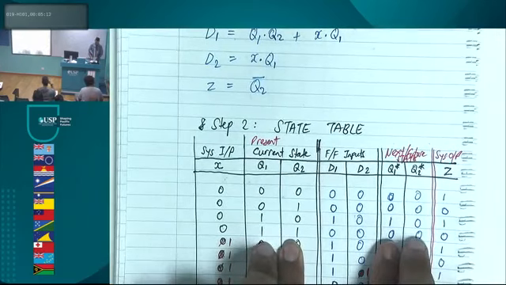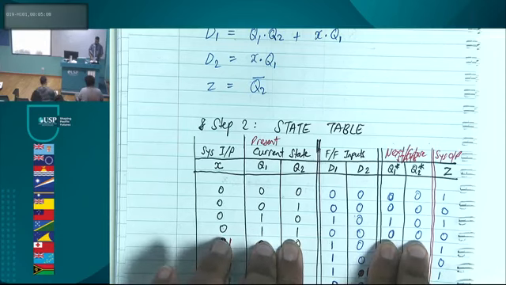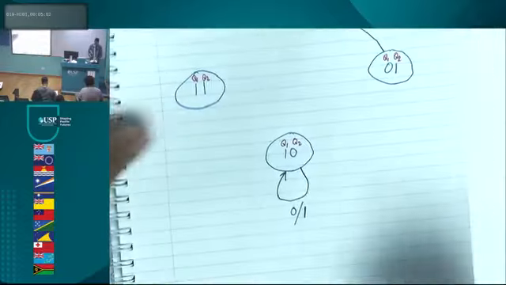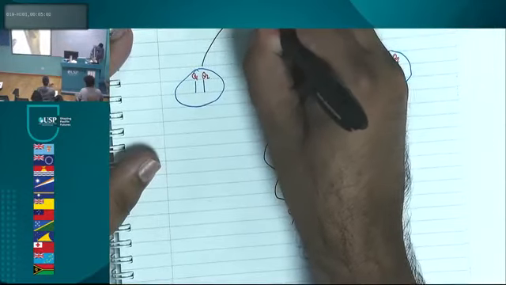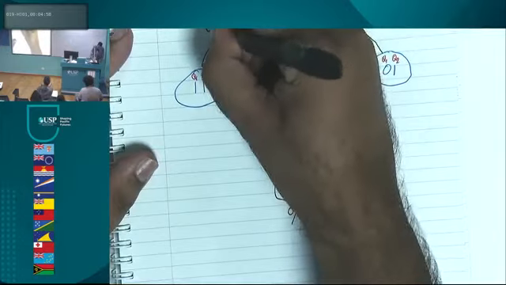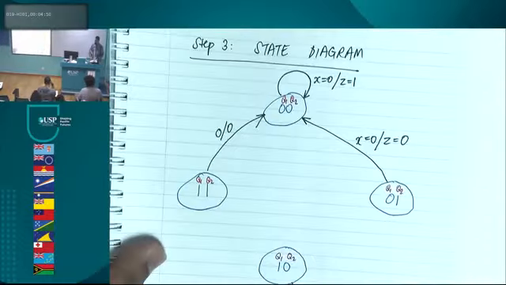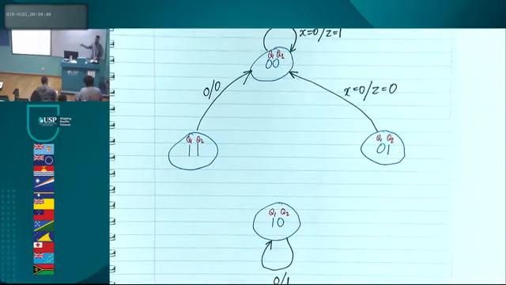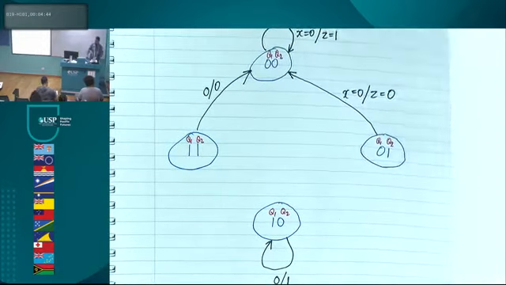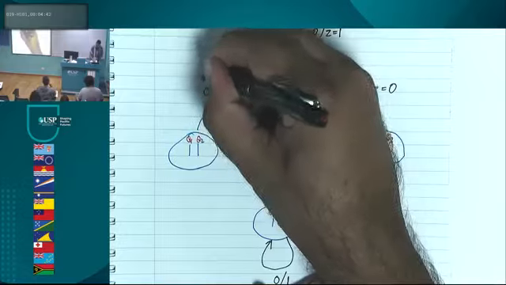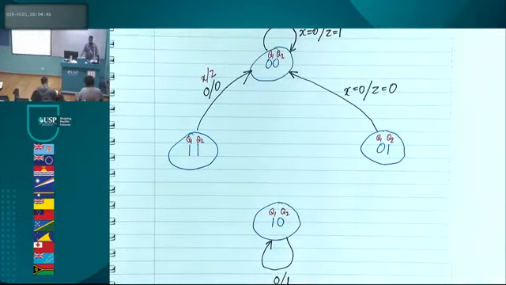Now, 1, 1 migrates to 0, 0. The input being fed is 0, and the resulting output is 0. So notice I have written 0/0, input/output. So that's x/z. Okay? All right, now next one.